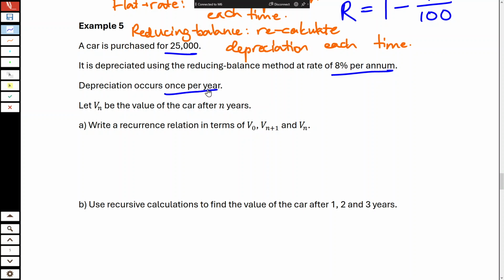And the first thing we want to do is set up a recurrence relation. So it's going to look like this. V naught equals A. Vn plus 1 equals R times Vn. And all I need to do is make appropriate choices for A and capital R, and I'm done. So any ideas for V naught? 25,000, that's how much we've got at the beginning.